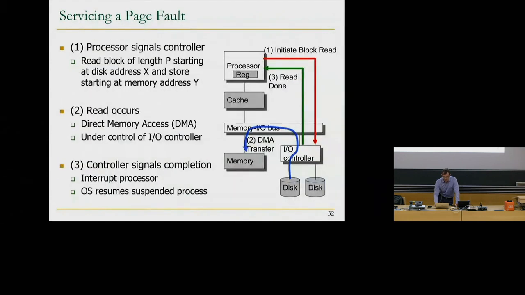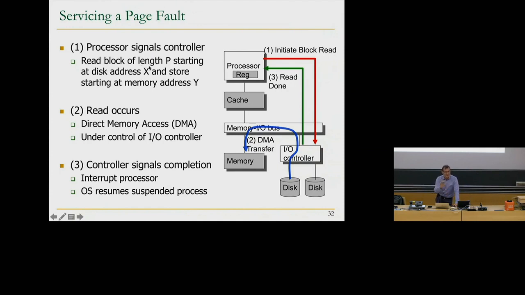Okay. So let's go through this. Basically, how do you service a page fault? Essentially, the processor needs to signal some controller. In this case, it's the I/O controller, because you're really trying to access the disk. And tell the I/O controller, read a block of some length, starting at disk address X, and store starting at memory address Y. These addresses are known by the operating system. The length P is essentially the page size. You may need to do multiple of these, because the access granularity to the disk may be smaller than your page size. Usually the access granularity to the disk is maybe 512 bytes or 1 kilobyte. If you have a 4 kilobyte page, you need to access the disk multiple times. The good thing is hopefully you're accessing the disk in a streaming manner.